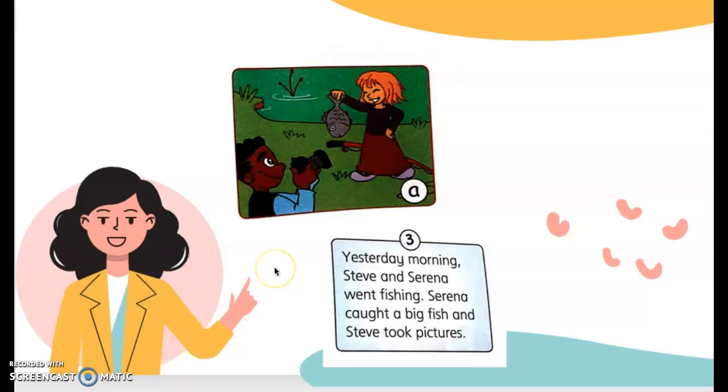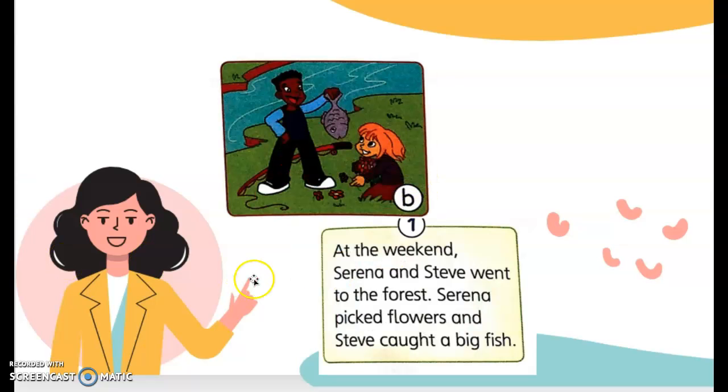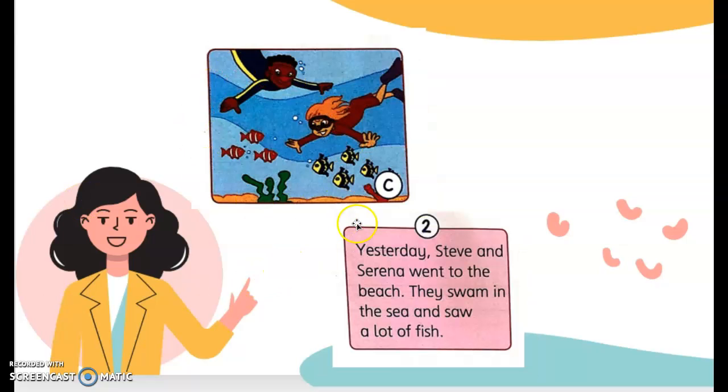Now let's match them together. This picture: yesterday morning, Steve and Serena went fishing. Serena caught a big fish and Steve took pictures. Then, at the weekend, Serena and Steve went to the forest. Serena picked flowers and Steve caught a big fish. And lastly, yesterday, Steve and Serena went to the beach. They swam in the sea and saw a lot of fish.